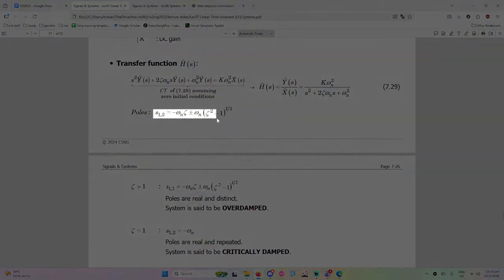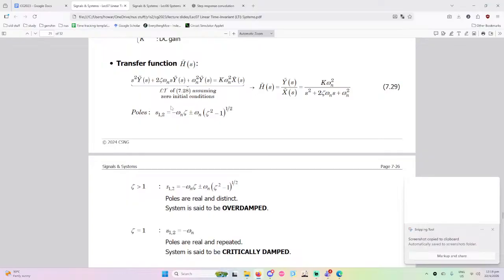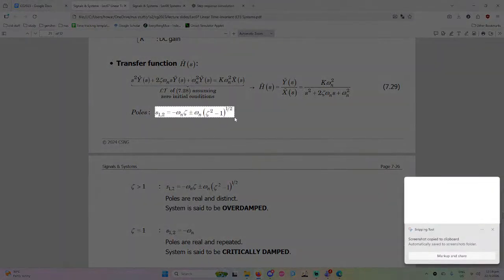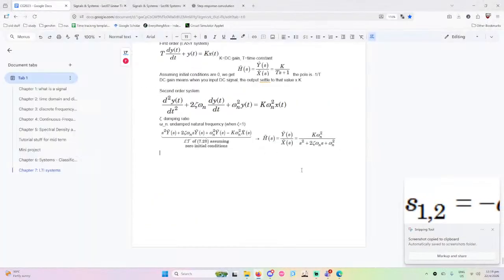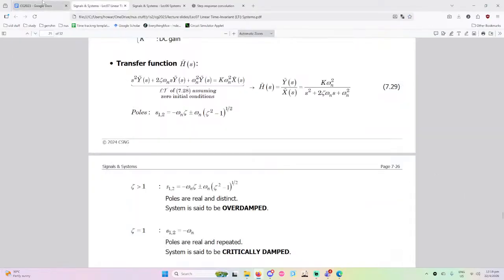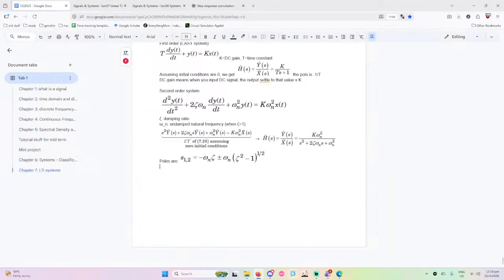And since there is no real part, and there will only be an imaginary part, since the real part of the poles is equal to 0, so do we have decay or not? No decay, right? Because the real part is 0, so no decay at all. But do we have oscillations? Yes, we have oscillations.